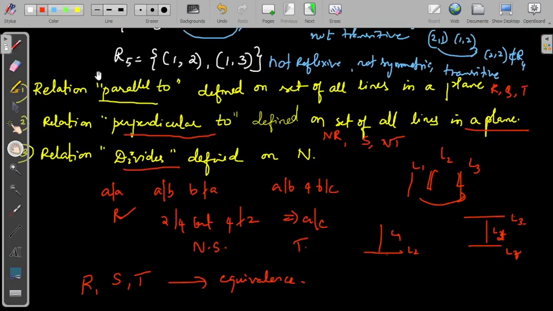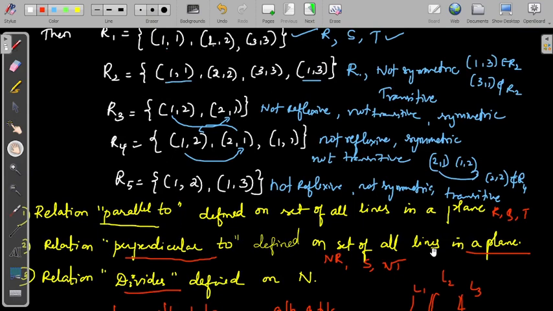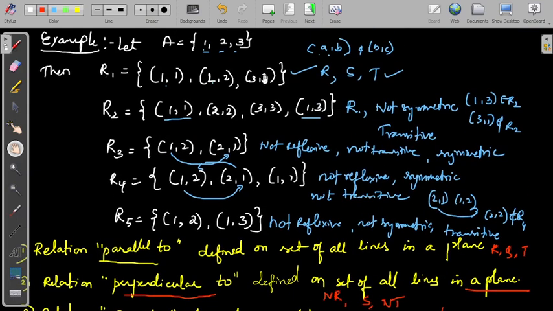This parallel to example is an equivalence relation, and similarly here the first relation R1 is an equivalence relation, and moreover this R1 is an identity relation. The identity relation definition is the set of all ordered pairs of the form A comma B such that A equal to B. If the relation contains only the ordered pairs of the form A, A, or A equal to B, then we call such a relation an identity relation. So every reflexive relation need not be an identity relation, but an identity relation is always a reflexive relation.